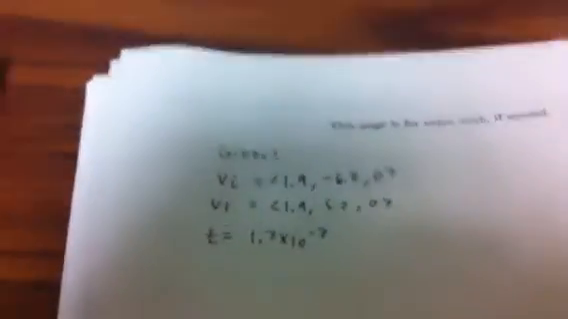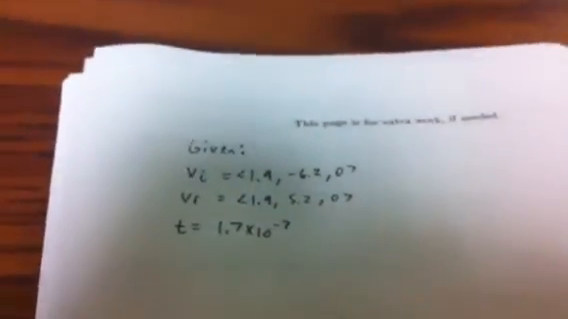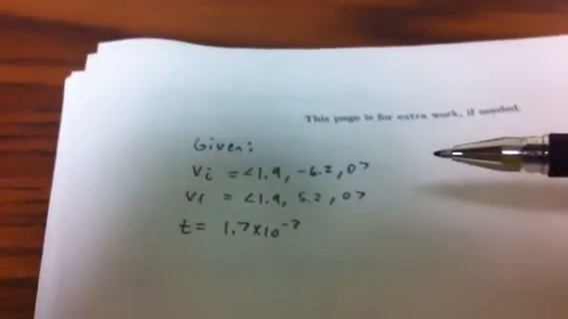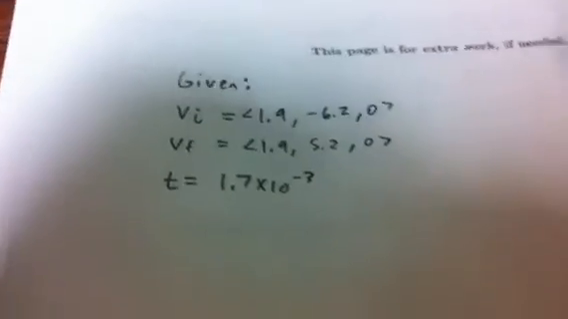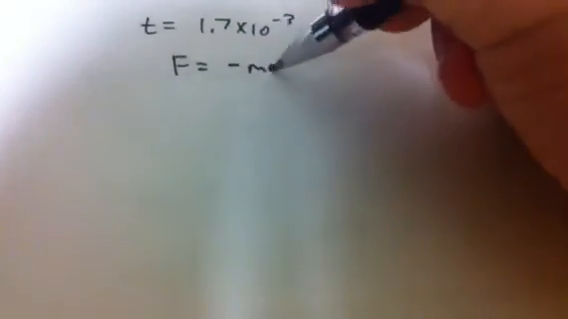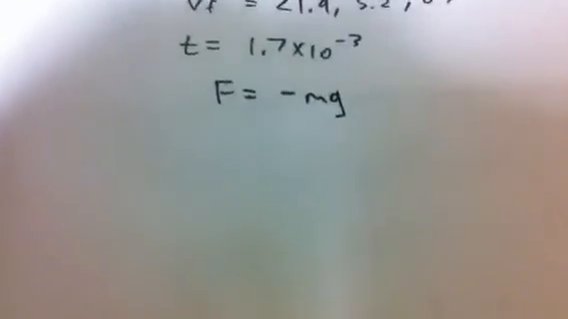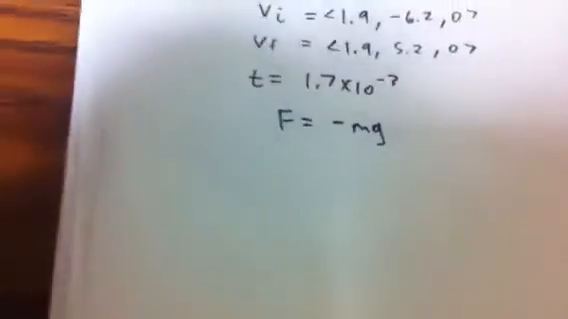Okay, so what we're given is V naught as 1.69, but the only thing we're concerned with right now is the force. We're given the force as negative mg. So that's the force of gravity, obviously. Because the force is constant, we can find the velocity.